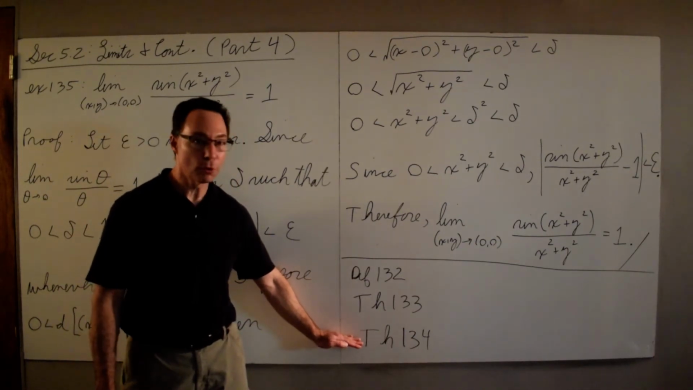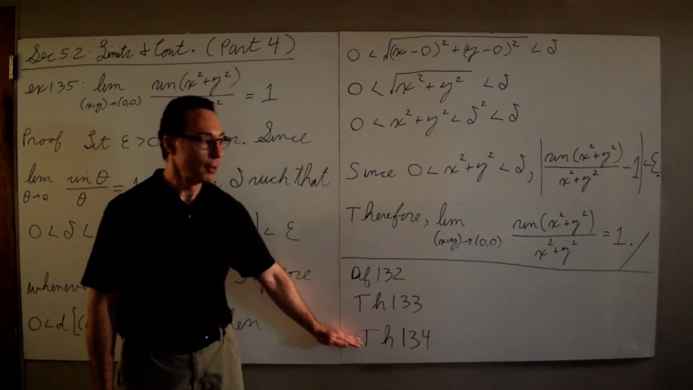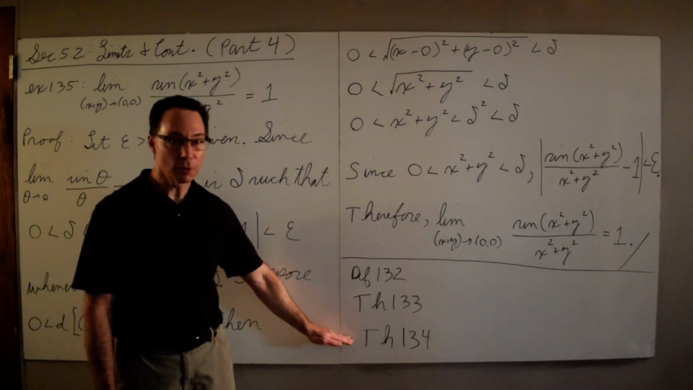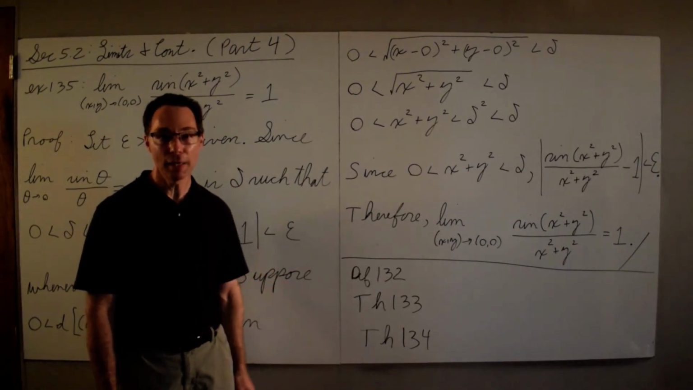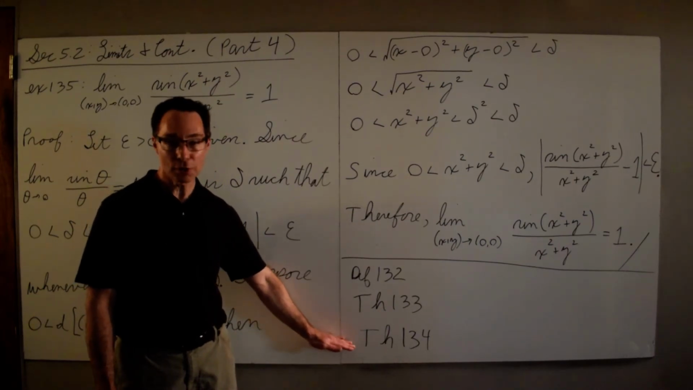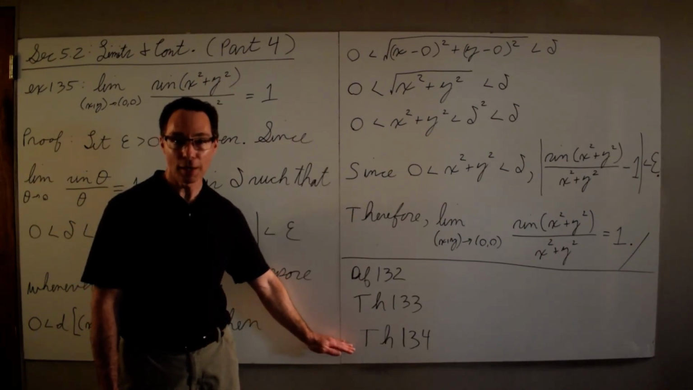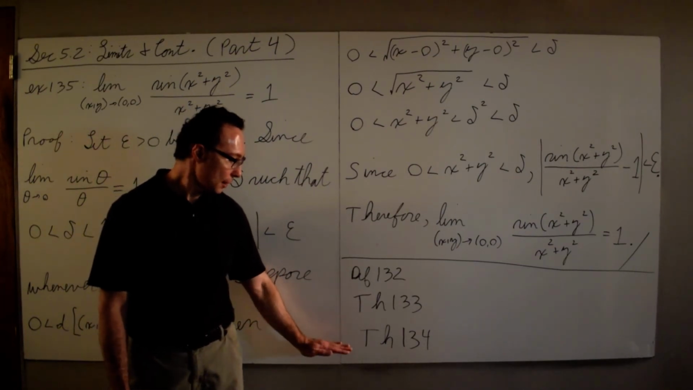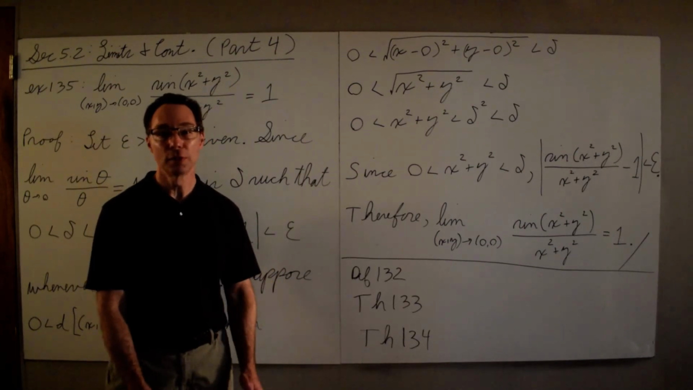That's what theorem 134 is going to say here about functions of several variables: that a function is continuous at a point c in Rn if the function exists there, the limit exists there, and the limit and the function value are the same. So that is a way to characterize continuity of functions in Rn.